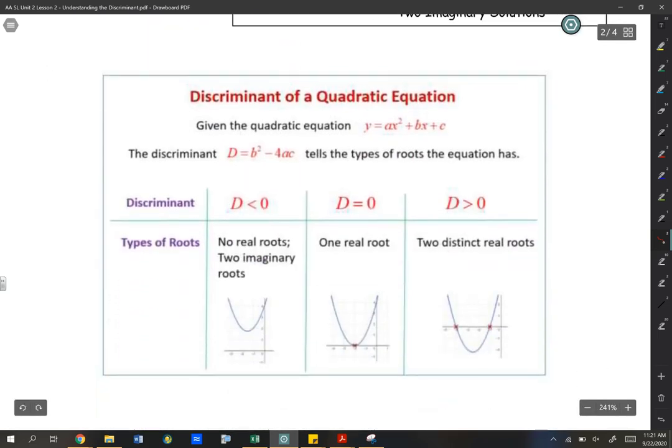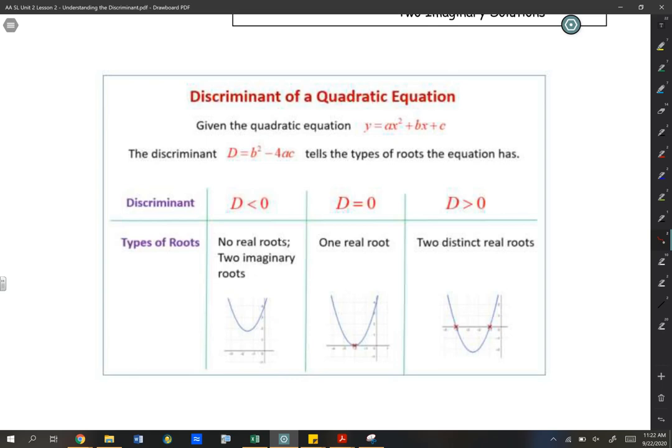Now, here's a really good visual of understanding why that's the case and what the graphs look like. So if we have a discriminant that is negative, so the value is going to be less than 0, that means that we're going to end up with an imaginary number under the radical. So that means that we're going to have imaginary roots, imaginary solutions, and we're going to have no real solutions. And our graph is not going to cross the x-axis.